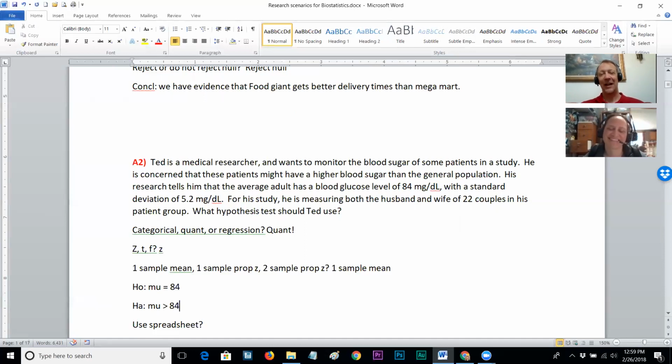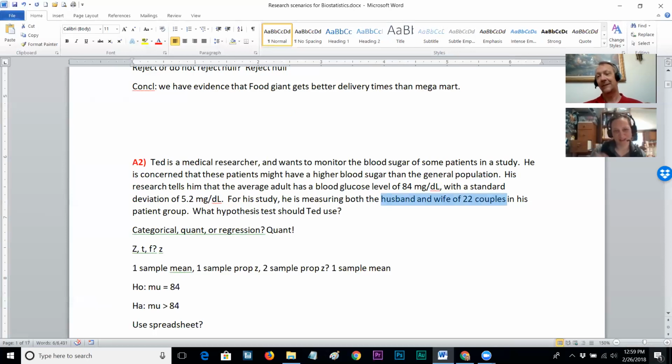Now, I want to point out to you, because I know there's probably some people going, wait a minute, why are we saying this is a Z? It says husband and wife, 22 couples. Why is that not a paired sample distribution? Can you answer that question?